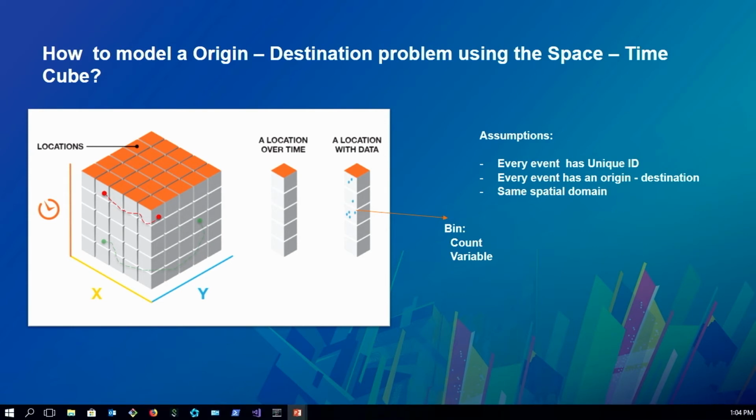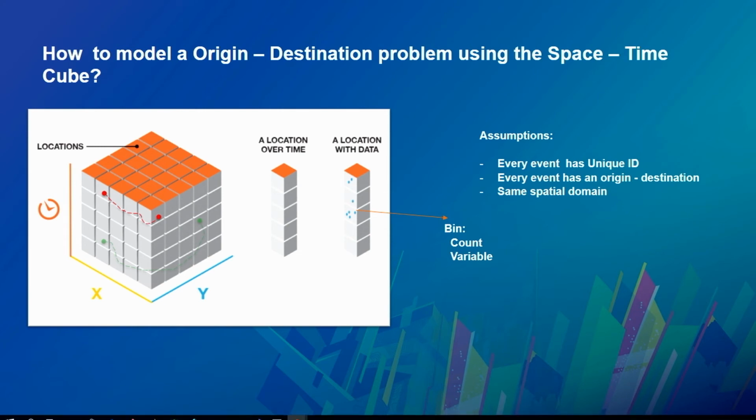So in essence, it's just like a regular Spacetime Cube, but you're actually assigning IDs to the points. The points have IDs, and then they get tracked based on the bin that they're in.